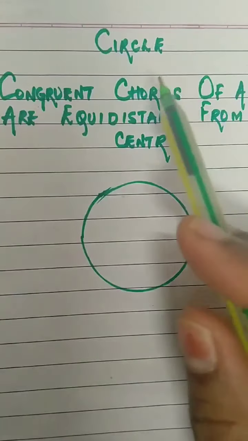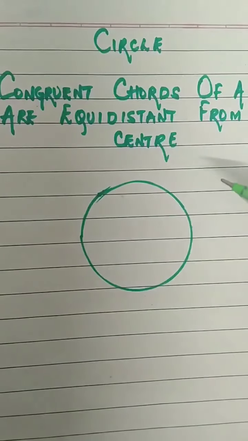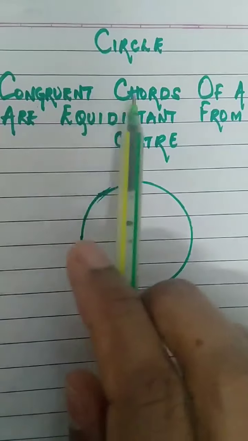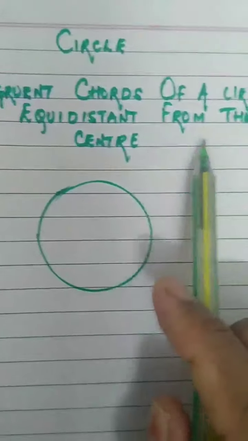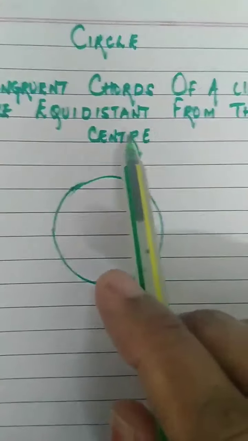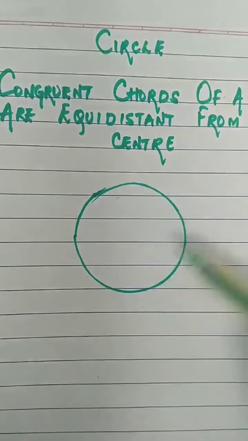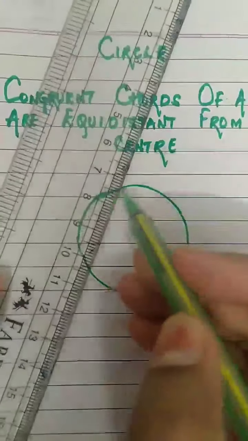We were with the chapter circle, and today we will discuss yet another property of a circle. I have written the property: congruent chords of a circle are equidistant from the center. Congruent chords of a circle. So for this circle, now we have to show two chords which are congruent.